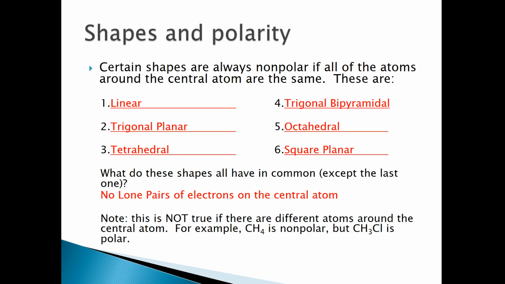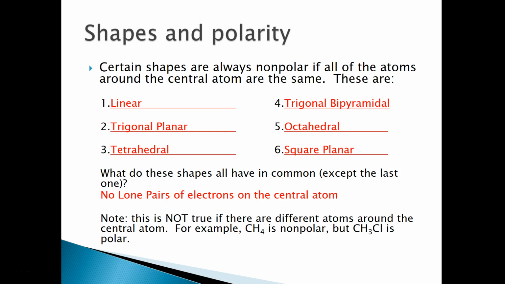Please recall, in the square planar shape, there are 4 bonds emanating from the central atom, all in the same plane. And there will be 2 lone pairs of electrons on that central atom, both above and below the plane of the bonds. Again, it's important to note this is not true if there are different atoms around the central atom, because those atoms will then have different electronegativity values.